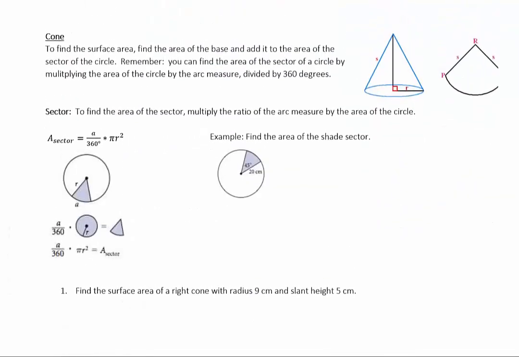Okay, and so the last shape we're looking at is a cone. So to find the surface area of a cone, we want to find the area of the base and add it to that sector of a circle. So this here would have my whole sector. We're not going to use S, so go ahead and cross that off. We use L because L is our slant height. So just like for a pyramid, this is your slant height, and it's the same thing for a cone.